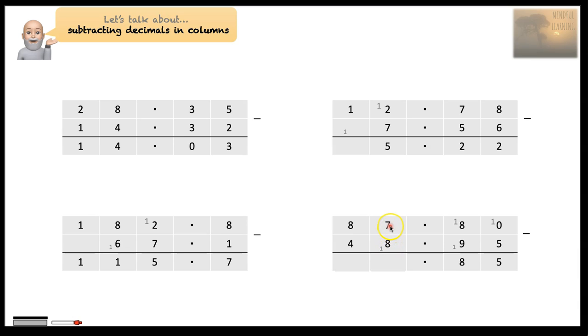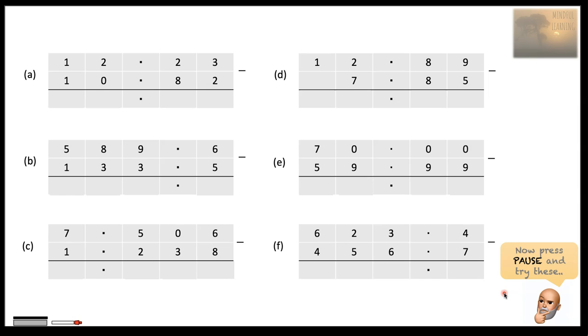9 from 7 can't go. Once more, we borrow and pay back. So 9 from 17 goes 8, and then 5 from 8 goes 3. Now, if these last few caused you trouble, rewind and have a look at them. Otherwise, press pause and then try these examples.